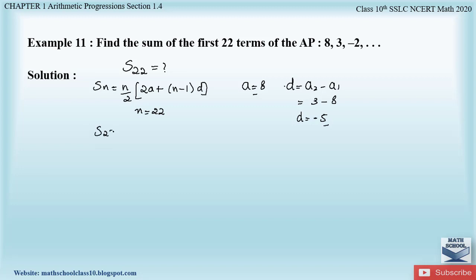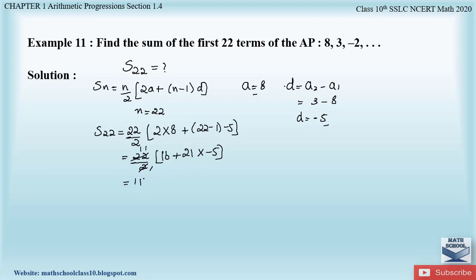So S22 we have to find, where n is 22, divided by 2, into a is 8 plus n is 22 minus 1, into d is minus 5. So we get 22 divided by 2 into 8 twos are 16 plus 22 minus 1 is 21 into minus 5. So let us cancel out this term, 2 ones are 2.